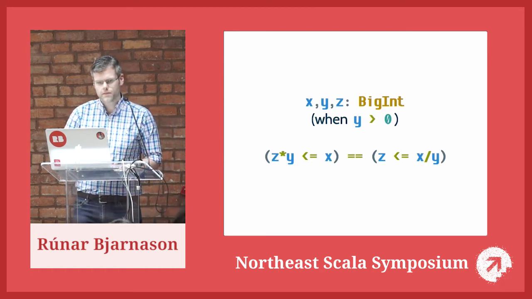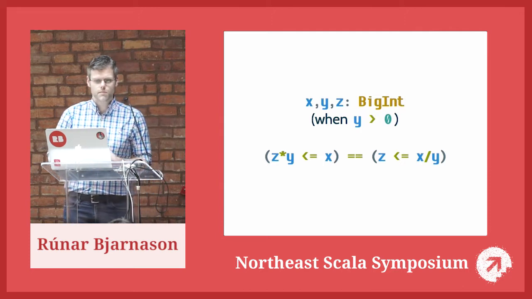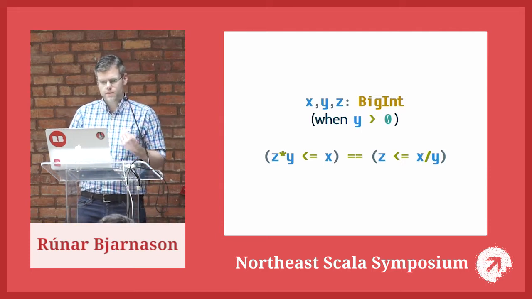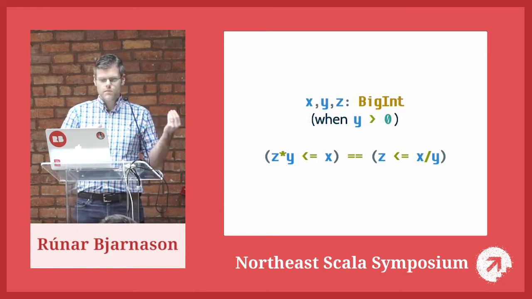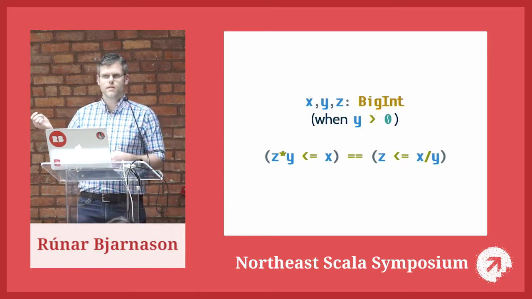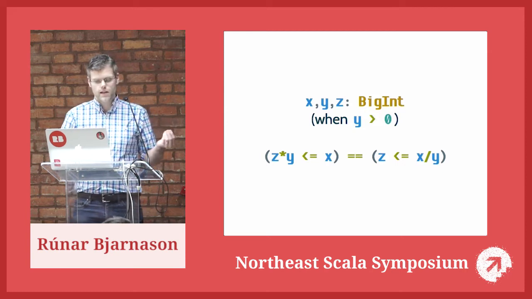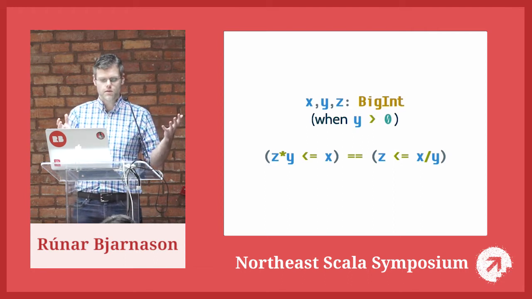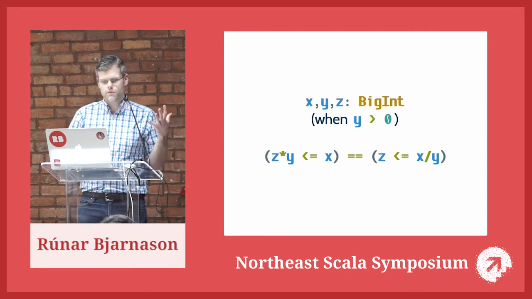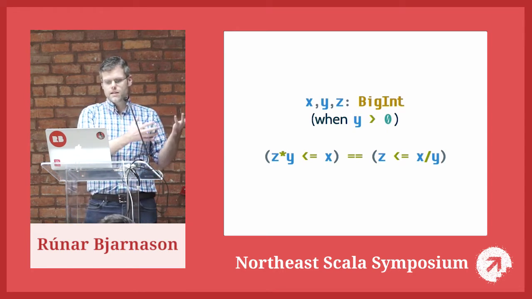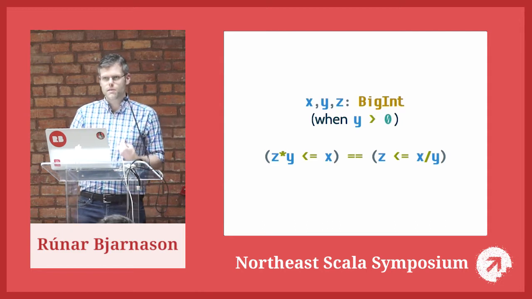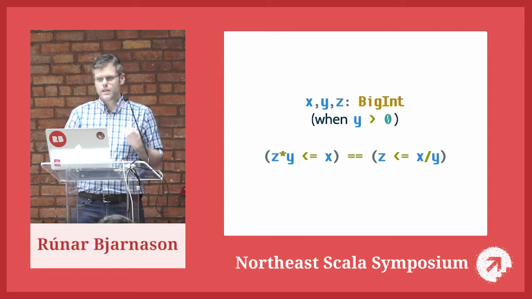to see the pattern. So there's a simple relationship in integer arithmetic where if we have integer multiplication and integer division, those things stand in this kind of relationship, which is that for any three integers, x, y, and z, if we multiply z and y, that's going to be less than or equal to x precisely when z is less than or equal to x divided by y.